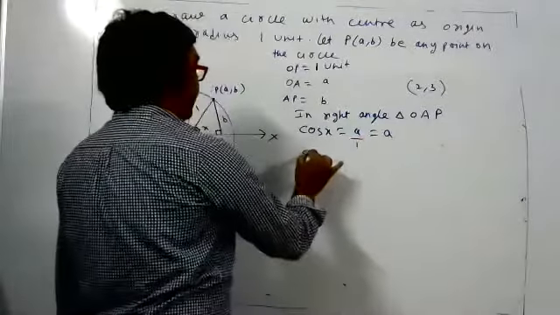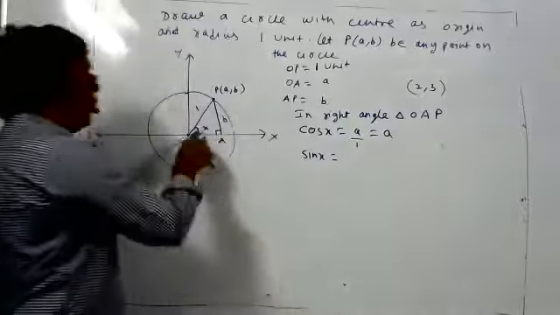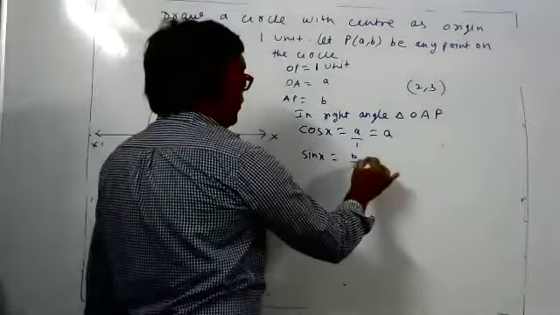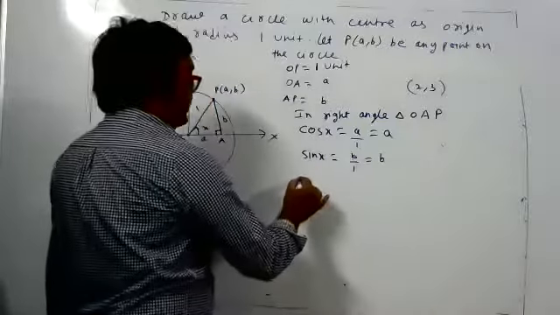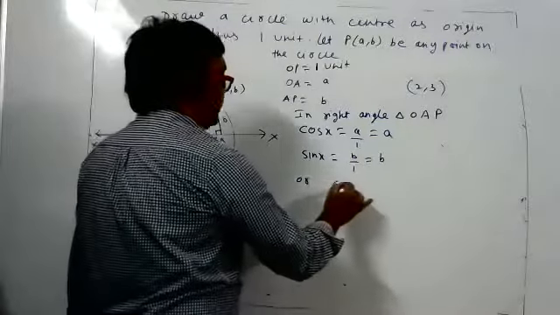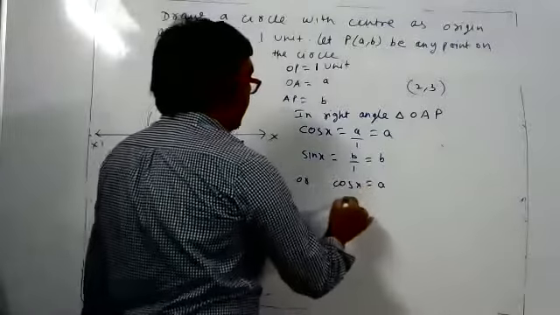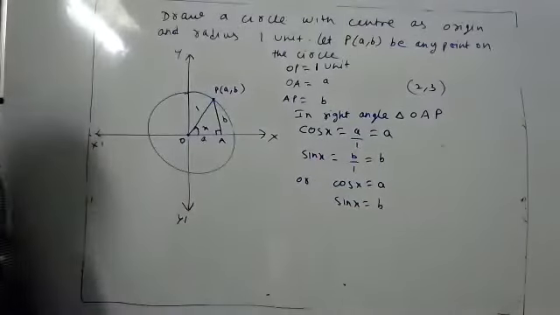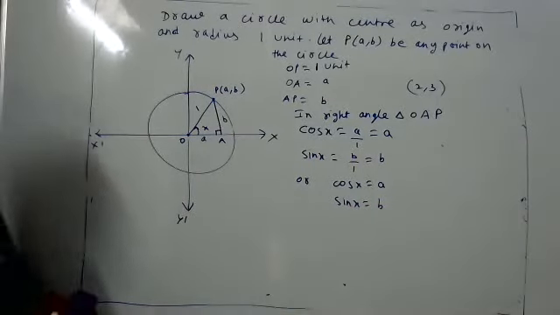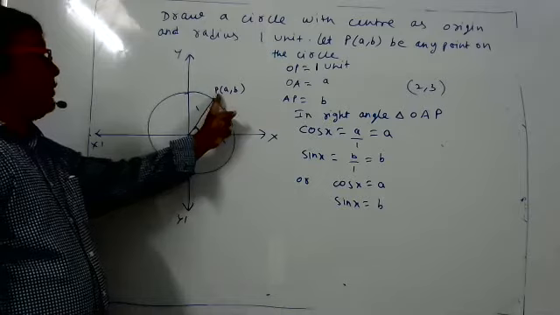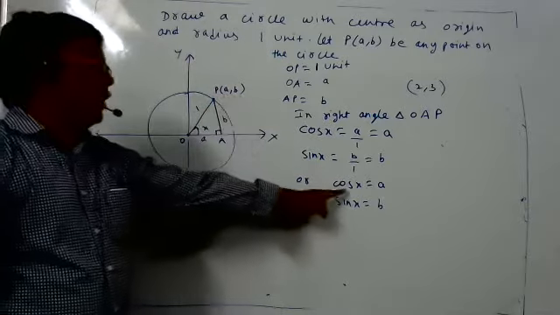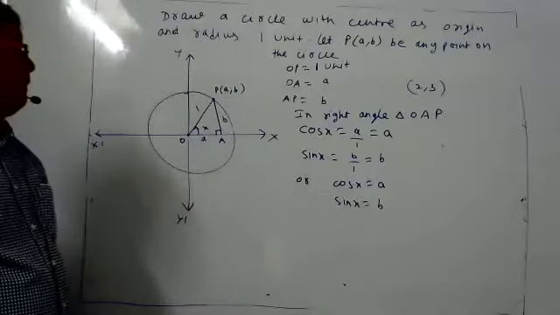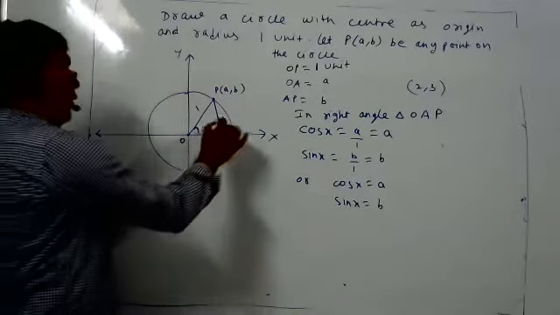And what is sin x? Sin x means opposite by hypotenuse, B by 1, that is B. This means cos x is A and sin x is B. Students, the coordinate of P is (A, B), but A value is cos x and B value is sin x. Still any doubt here? No doubt now.